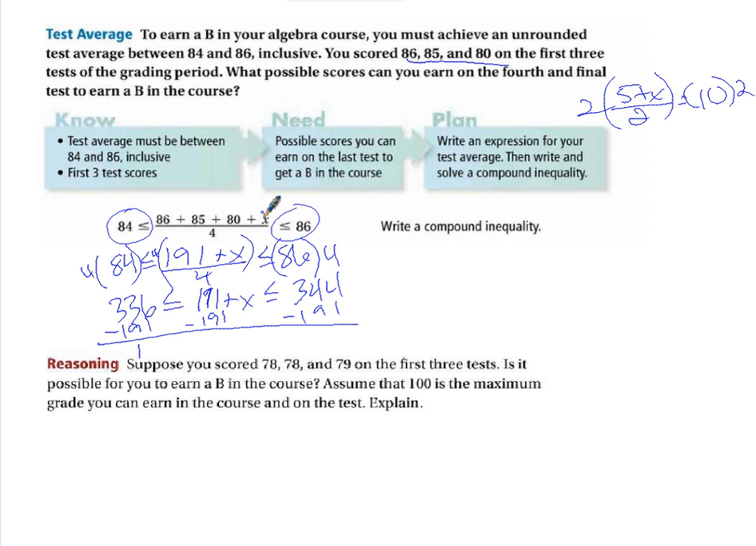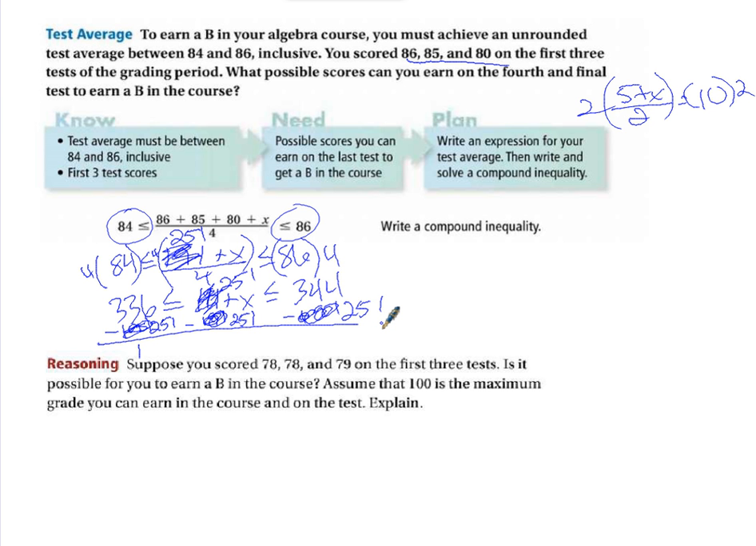Yeah, 251. So this should be 251 here. Sorry, we'll just make that quick change. This should be 251 here. And now we're subtracting 251 from all 3 parts.